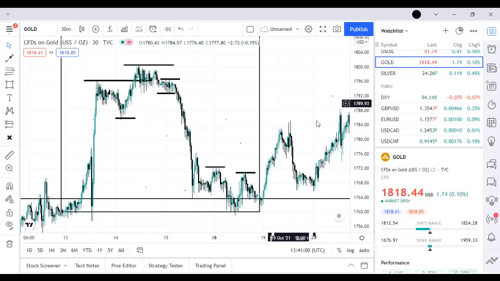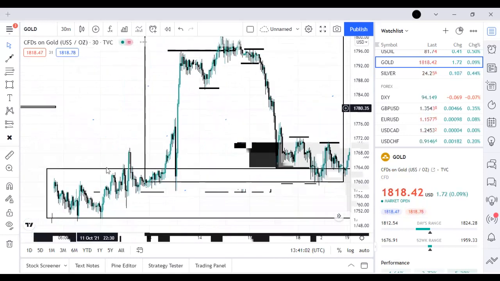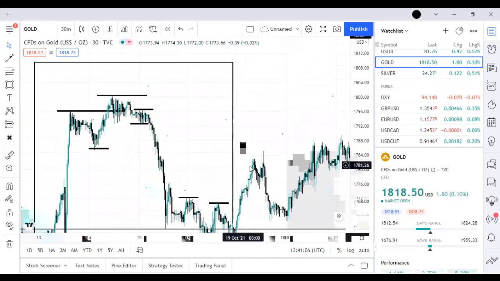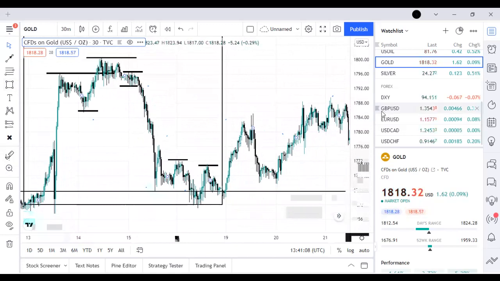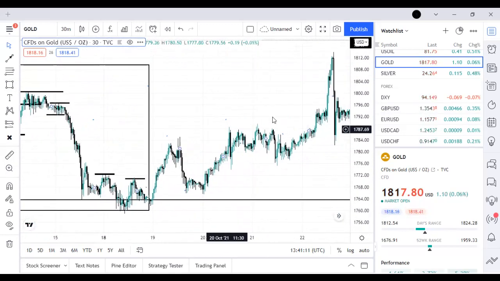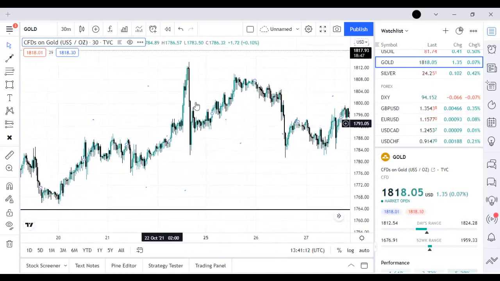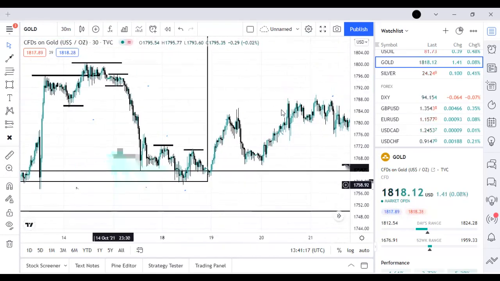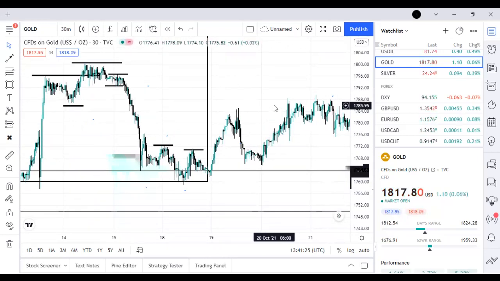Now you can see that price came back into that daily demand region, and look at how price has been going higher ever since. You can see how price has been going higher ever since, because the directional bias from the daily time frame is actually a buying opportunity, right? It's actually a buy trade, right?